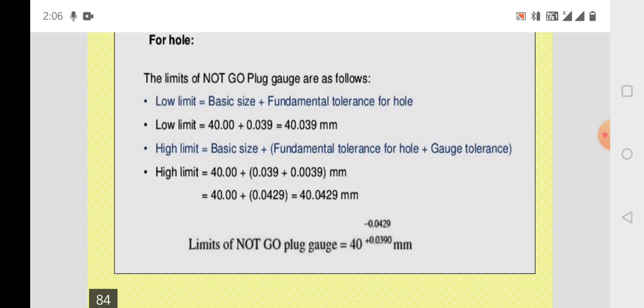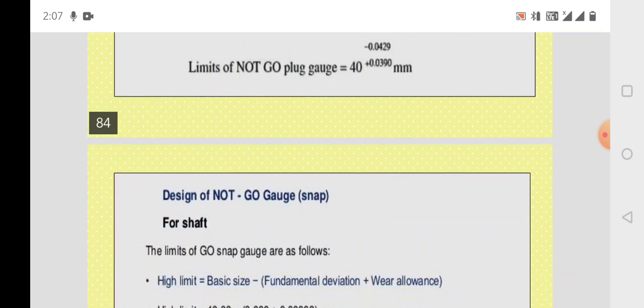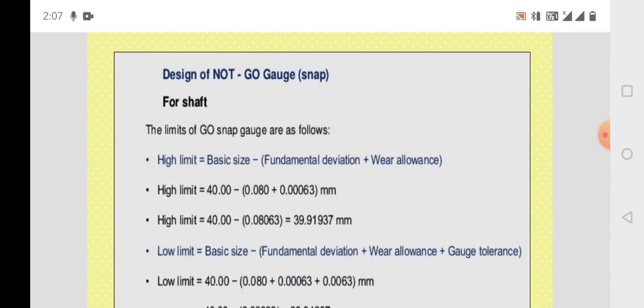So since it is a no-go gauge, it is from the higher side. जसं बेसिक जो टॉलरन्स झोन असतो त्याच्या वर असतं, म्हणून त्याच्यात ॲड करावं लागतं. So limit of no go gauge is 40, higher limit is this much, lower limit is this much. So this is the no go gauge for the hole. For the shaft, in the same manner we can calculate it. Now for shaft we use snap gauges.